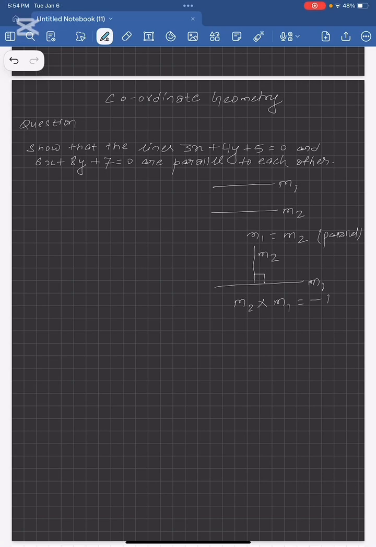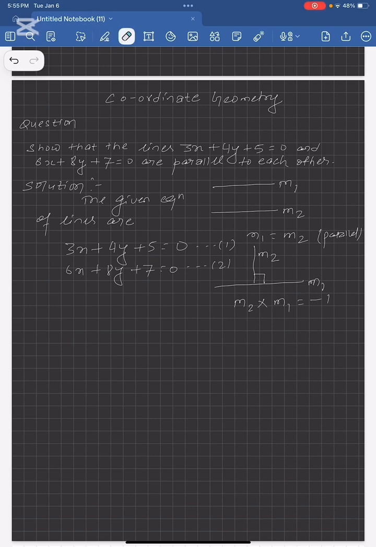So let's see if the given lines over here are parallel or not. So it says that the lines are parallel. So let's find it out. Solution. The given equation of lines are, the first equation is 3x + 4y + 5 = 0. Let this be equation 1, and the other is 6x + 8y + 7 = 0. Let this be equation 2.